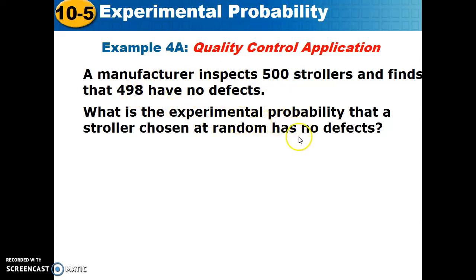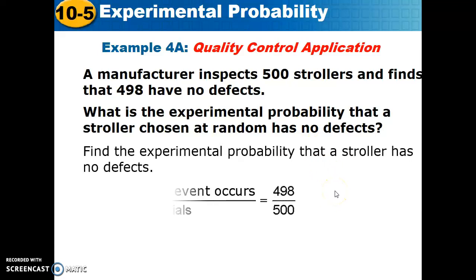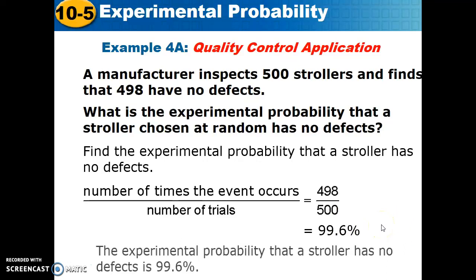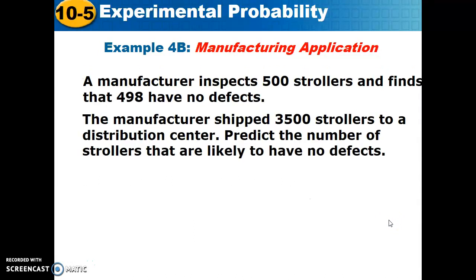And what is our probability of selecting one that has no defects? That would be 498 out of 500. And we would simplify that or turn it into our percentage. 99.6% of the strollers have no defects. The experimental probability is 99.6%.